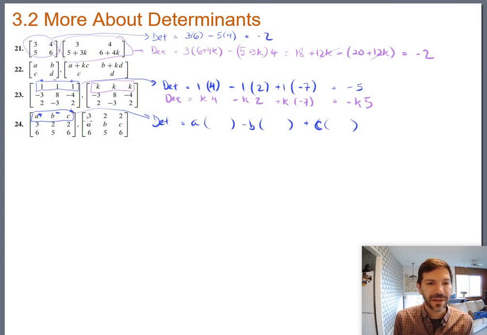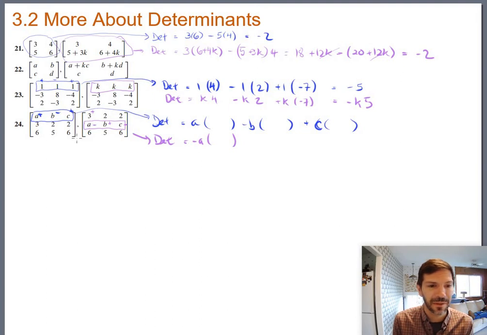For the second one, I'm going to choose to expand across this row. And keep in mind the checkerboard pattern, right? It always starts in the top left corner, so that 3 is a plus. That'll be a minus, plus, and a minus. So now the determinant here is going to be negative A times, and I'm crossing out that row and that column, same cofactor.